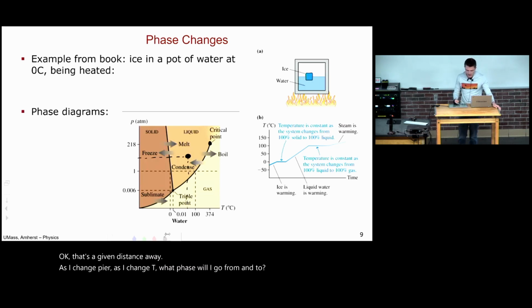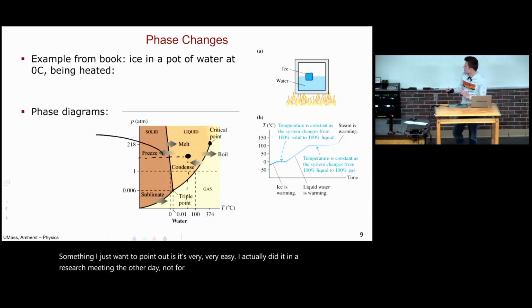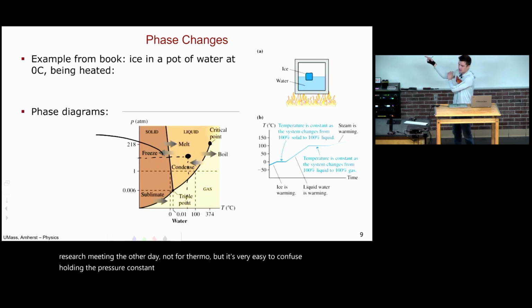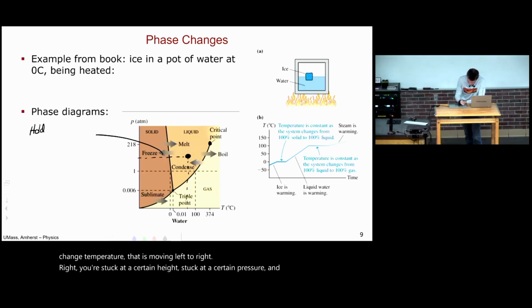Something I just want to point out is it's very, very easy. I actually did it in a research meeting the other day, not for thermo, but it's very easy to confuse holding the pressure constant with changing the pressure. It's easy to go along the wrong axes in these diagrams. So if you hold pressure constant and change temperature, that is moving left to right. You're stuck at a certain height, stuck at a certain pressure, and changing the temperature.